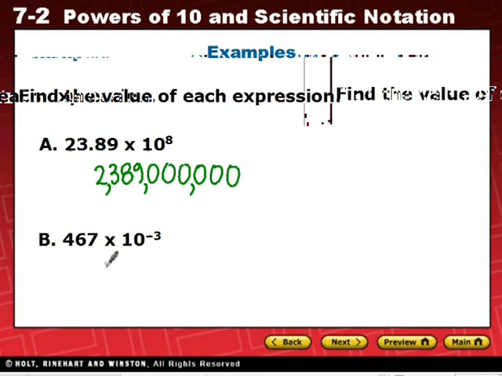467 times 10 to the negative third. Well, here's the decimal hiding after the 7, and I've got to go back 3 places. 1, 2, 3. So I end up with 0.467.